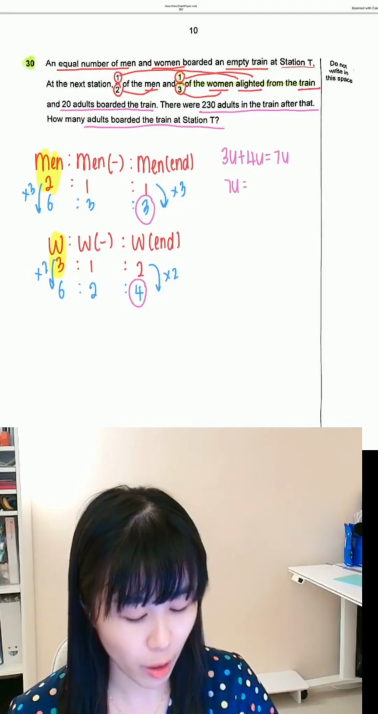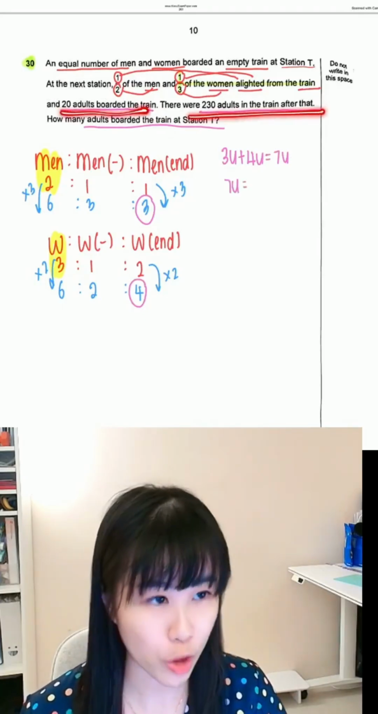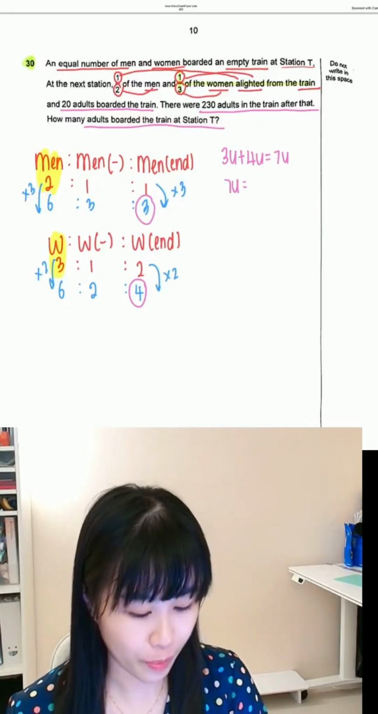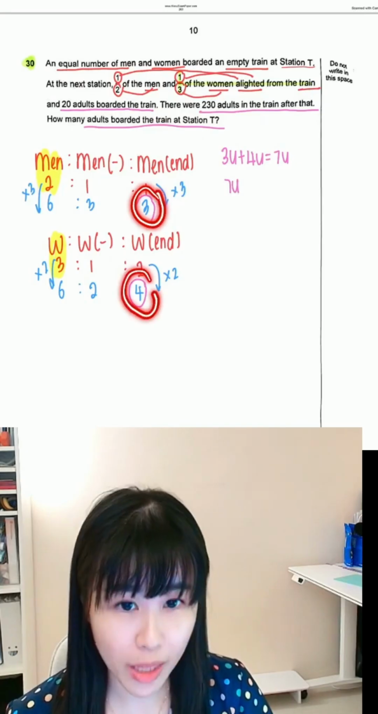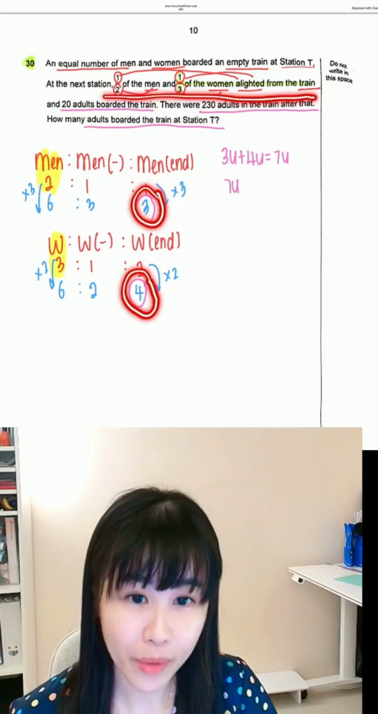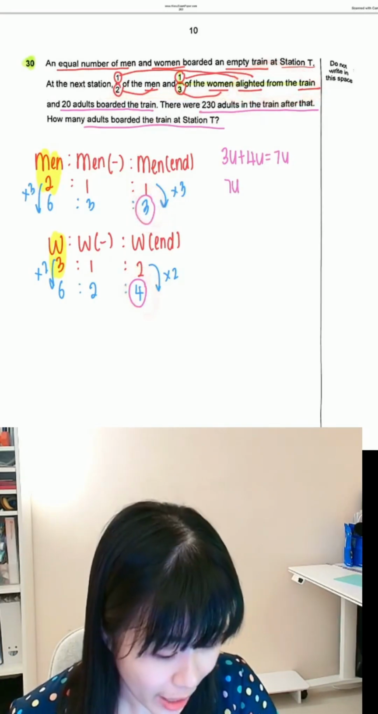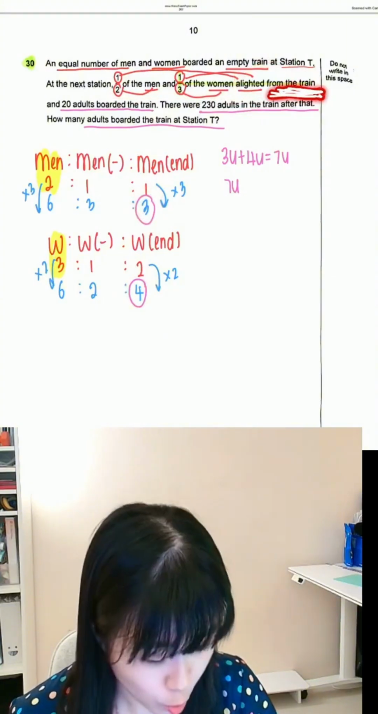Now this 7 unit, right, what do you do with 20 and what do you do with 230? Minus. Why minus? Because you left with 7 unit, everybody. Your men left with 3 unit, your women left with 4 unit. That is after this part, after the alighted part, right? So at this point in time, after this sentence, you left with 7 unit.